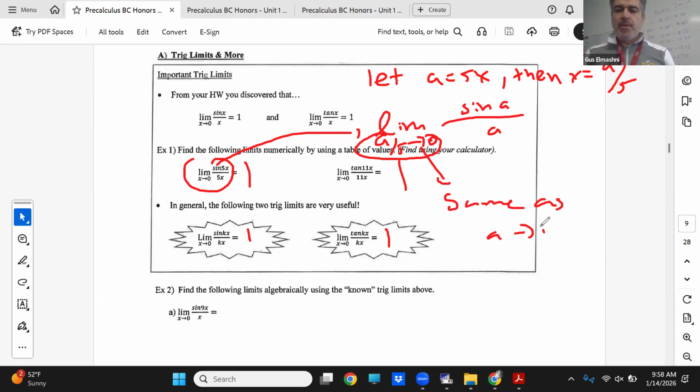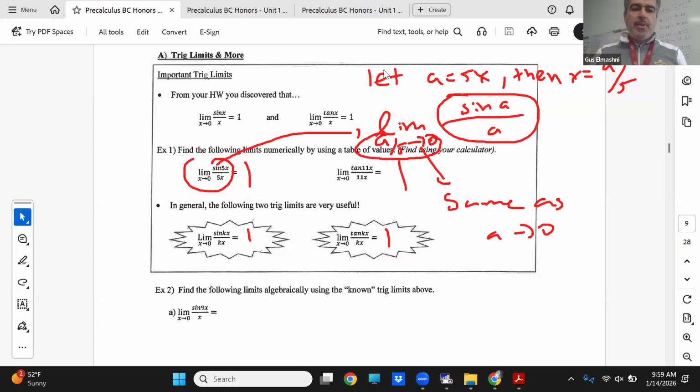So if I take the limit of this as the input variable approaches 0, the input variable is totally arbitrary. I can do whatever I want for my variable. I can use any letter I want. What's that going to be? Still 1 anyway. It doesn't matter. It's still going to be 1. So if you do a substitution for 5x or 11x or anything, that proves that sine kx over kx or tan kx over kx, doesn't matter, it's 1.